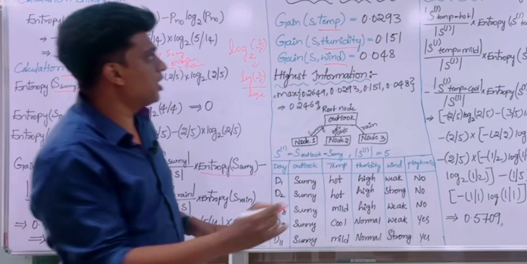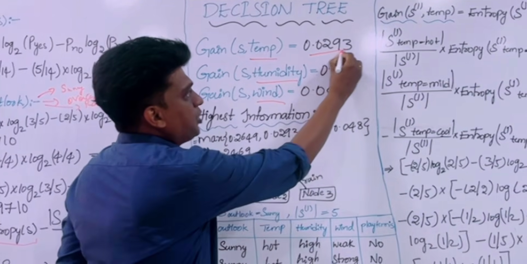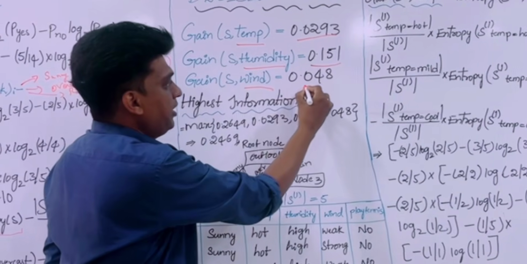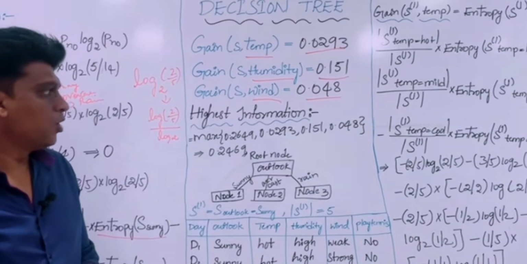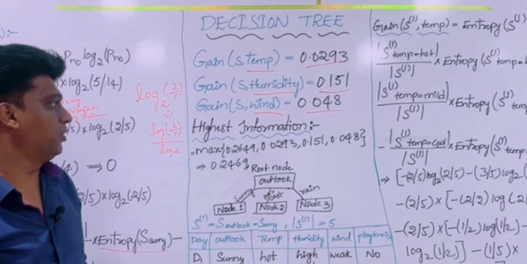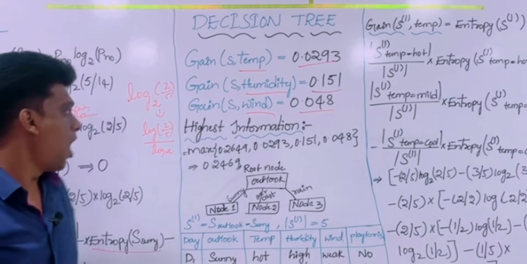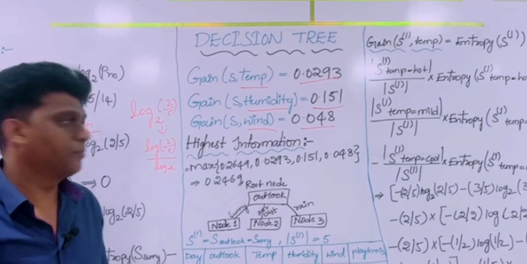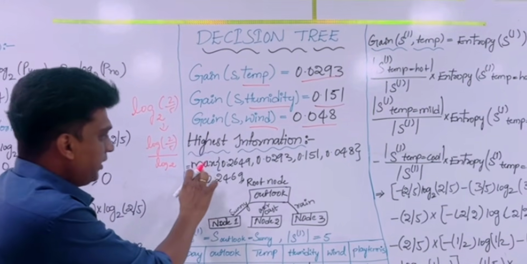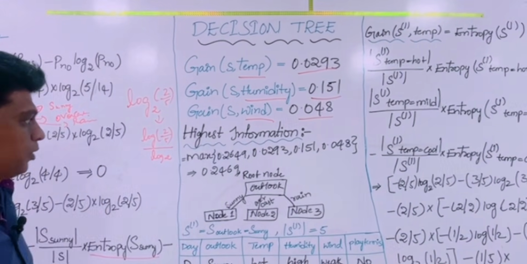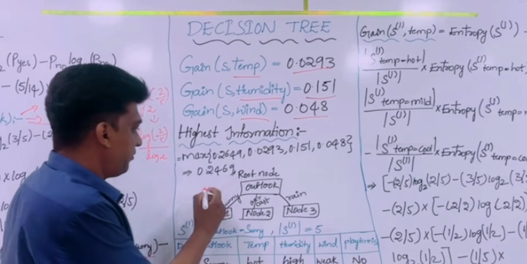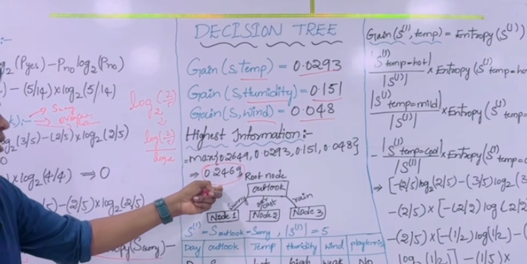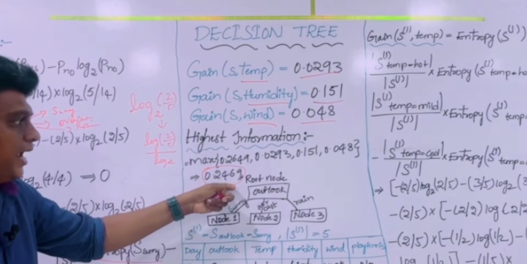Based on these cases, I am finding the information gain. The values are, for temperature 0.0293, for humidity 0.151, and for wind 0.048. Now I need to find the highest information gain among all these values, so I am taking the maximum value. From this I identify that 0.2469 is the highest gain I am getting.